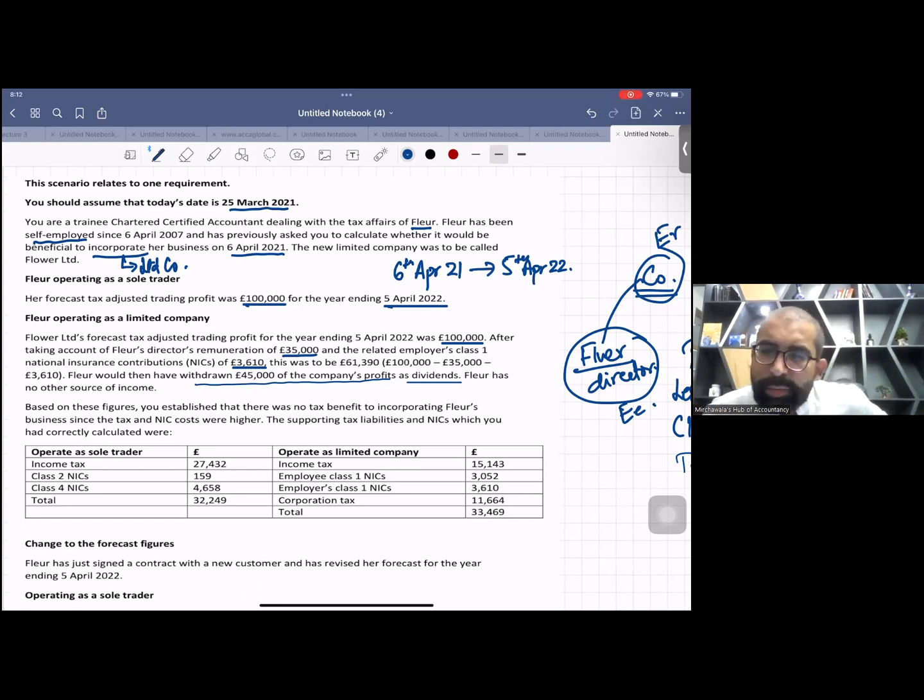NRB 2000 is the NRB of dividend. Then you have 7.5% and so on, right? 32.5%. The rates, 37,700 is the band. Everything, the story, you know.